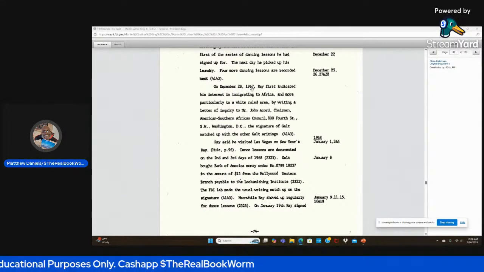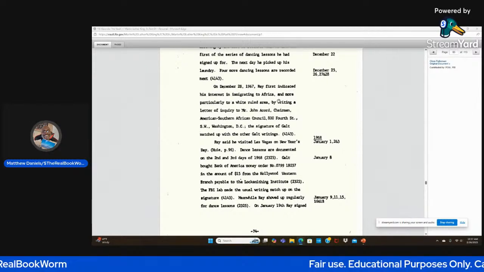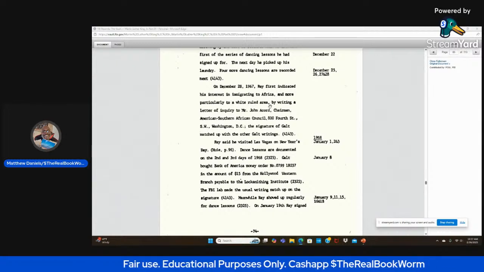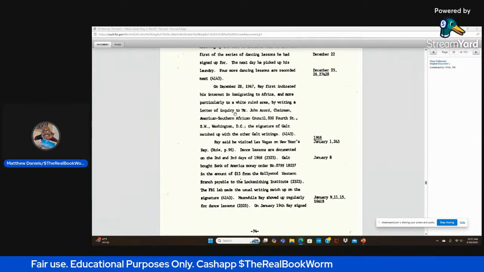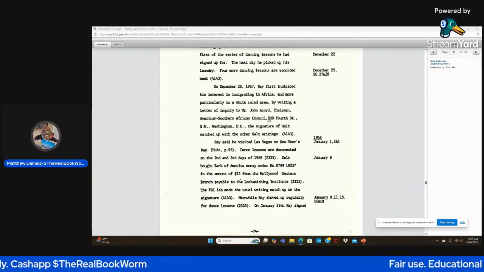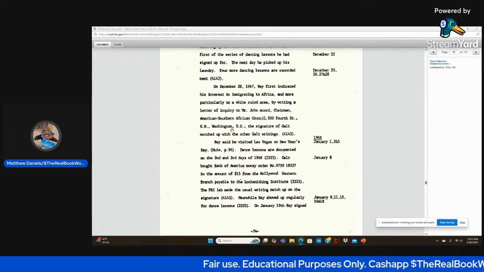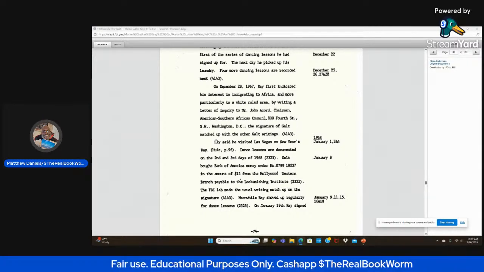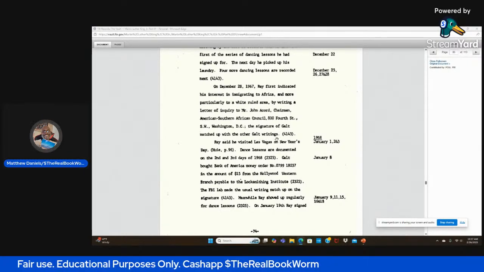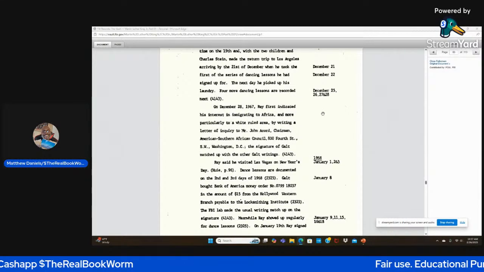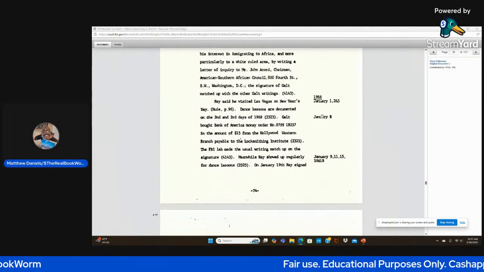On December 28, 1967, Ray first indicated his interest in immigrating to Africa, and more particularly to a white ruled area, by writing a letter of inquiry to Mr. John Accord, chairman of American Southern African Council, 800 4th Street, Southwest Washington, D.C. The signature of Galt matched up with the other Galt writings. So now he's thinking about going to South Africa. How the hell did this escaped convict do all of this?